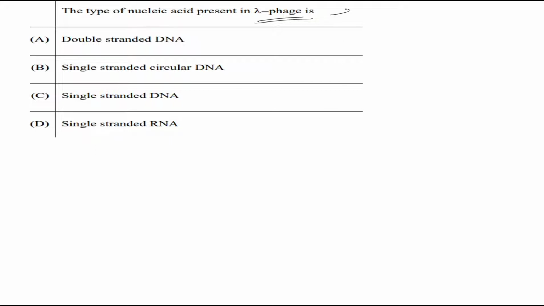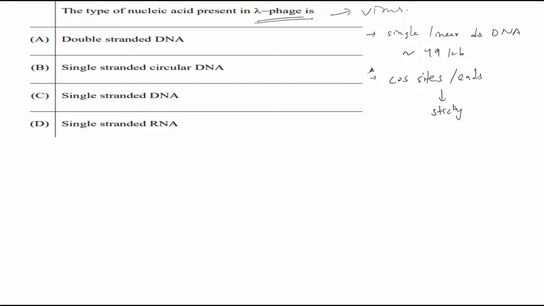So as we know, lambda phage is a virus and it has single linear double-stranded DNA of approximate length of 49 kilo base pair. And also one important point to be noted here is it has cos sites or cos ends, which is sticky in nature, right? So these are some points to be noted. So we have the answer here. The correct answer is option A, which is double-stranded DNA. Okay, let's move to the next question.